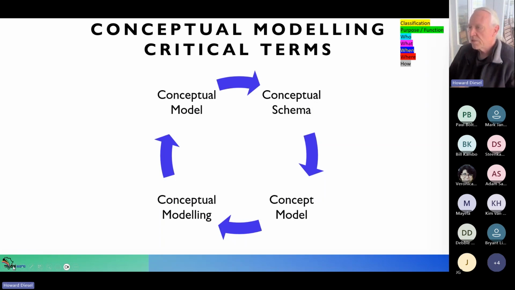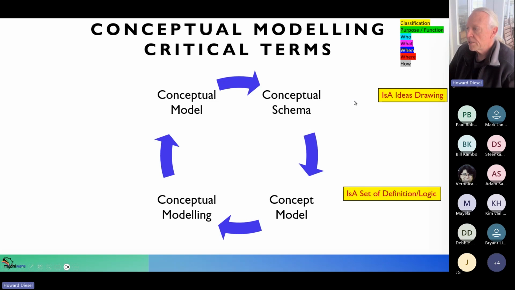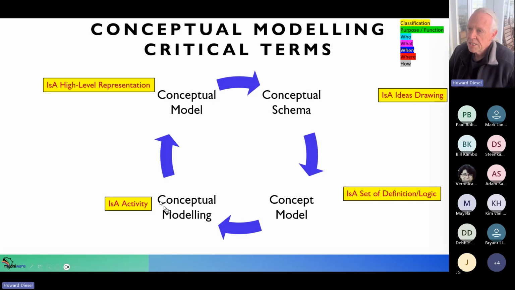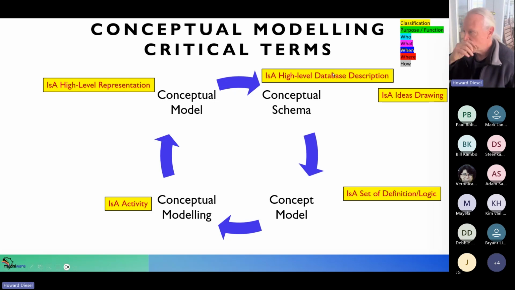Now, bringing this all together, this is the sort of path that we walk through. Okay, so if I look at classification, a conceptual schema, it's an ideas drawing. That's what it is. Okay, a concept model is a set of definitions or logic. So please remember, when you get to logic, that Maria Kent was talking about in terms of inferences and things like that, can you see there we're getting the definitions right? Then we get conceptual modeling is the activity, and then it delivers something called the high-level representation. And the last step is, finally, it's a high-level database description.